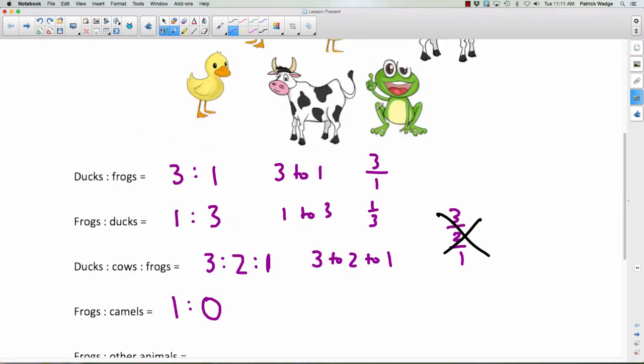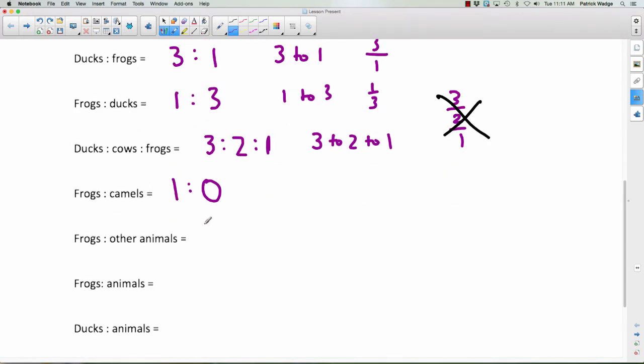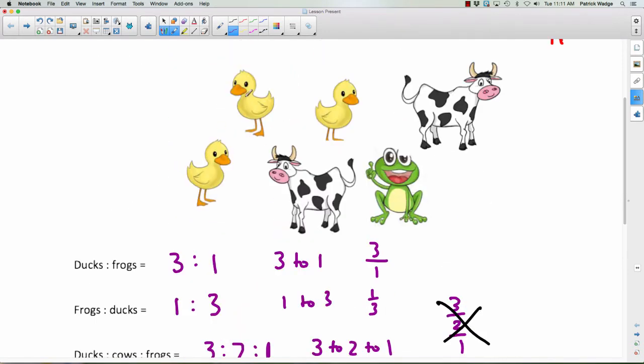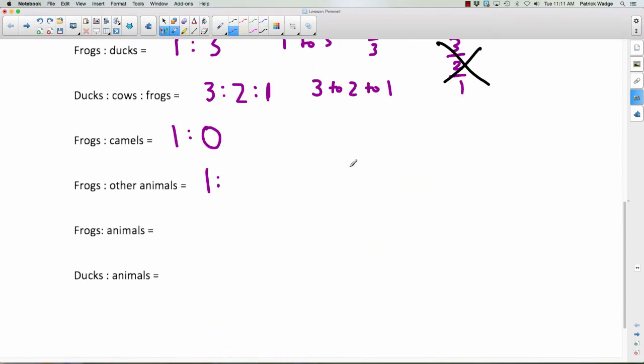Well, again, there's only 1 frog. He's still telling us that there's 1 frog there. How many other animals are there? I see 1, 2, 3, 4, 5 total other animals. So it would be 1 to 5.